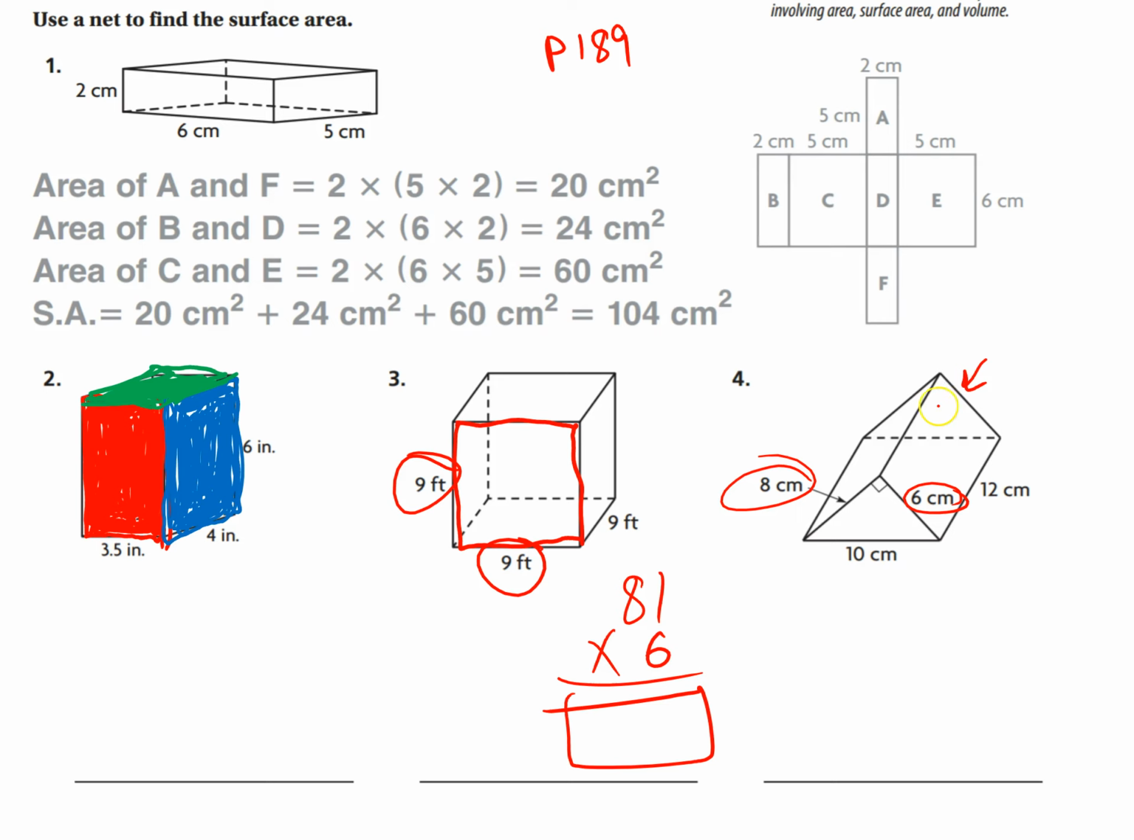But since there's 2, they're both 24, so you're right back to that 48. So the area of this triangle is 24. This one's also 24 for a total of 48 for the 2 triangles. And then you have 3 rectangles you need to find the area of. Okay, you have this rectangle here, which is 6 by 12. So you're going to do 12 times 6. You're going to get that measurement.